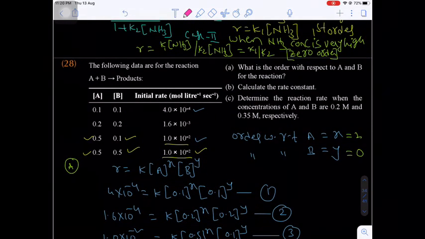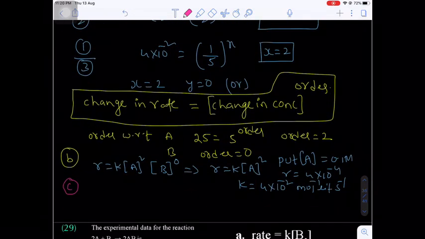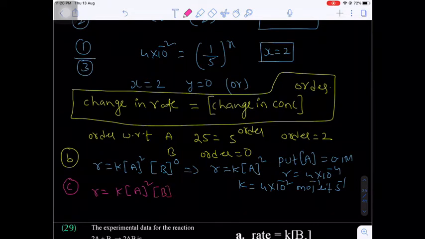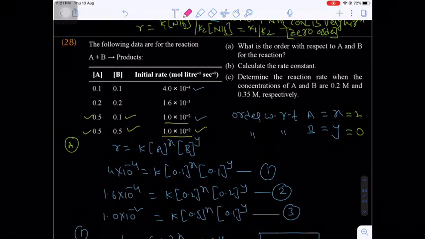What is question number 3? Determine the reaction rate when the concentrations of A and B are 0.2 and 0.35 molar. Now what is the rate expression? R is equal to K times A square, B to the power 0. The K value we just calculated is 4 into 10 raised to minus 2.